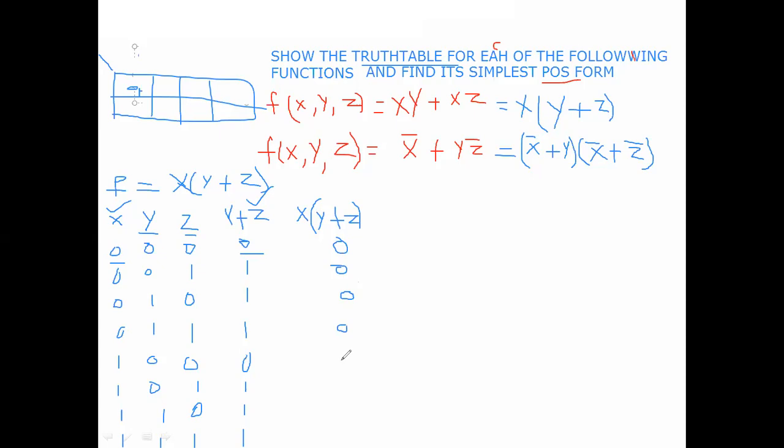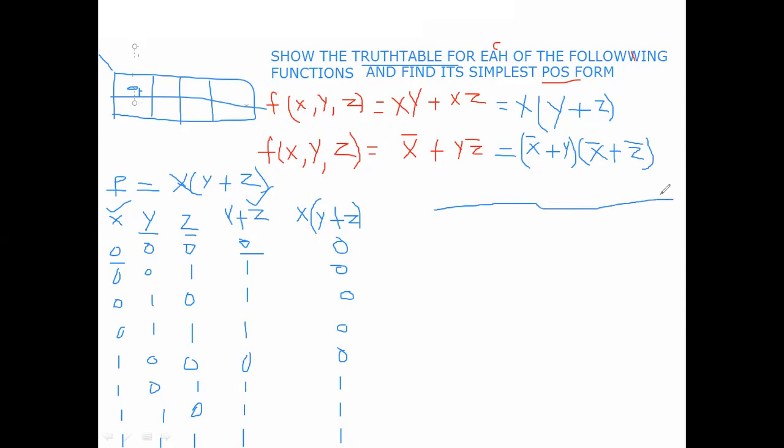Okay? So write the truth table. So now draw the Karnaugh map. How to draw the Karnaugh map?